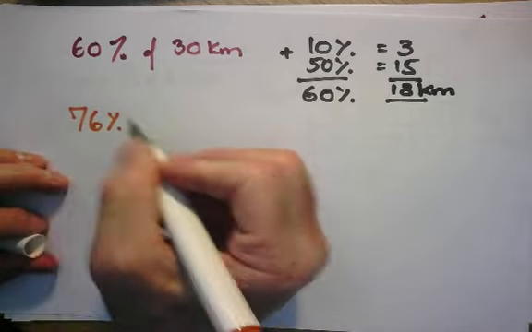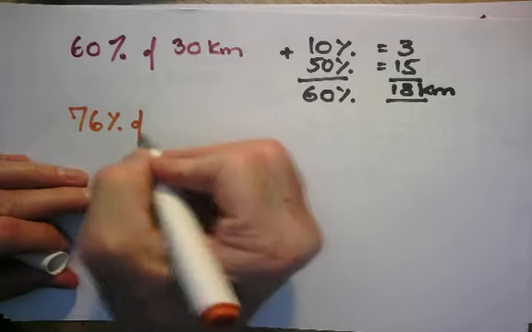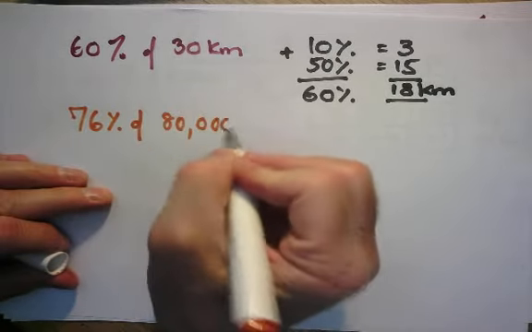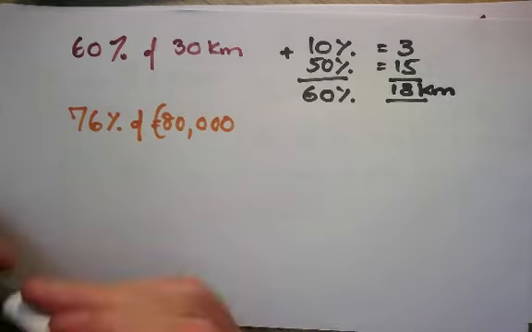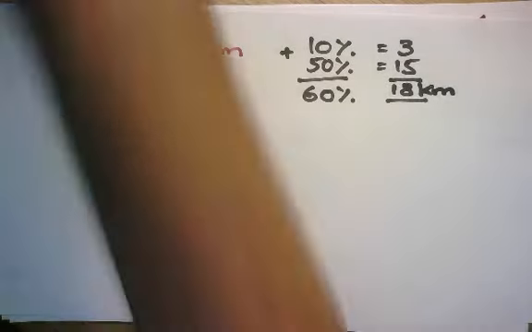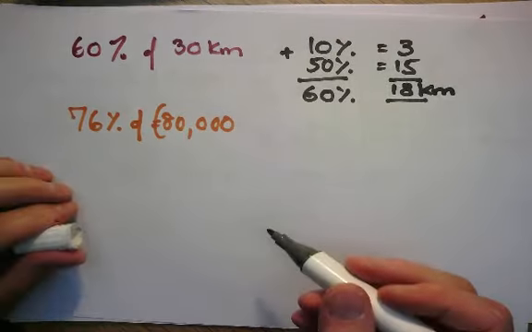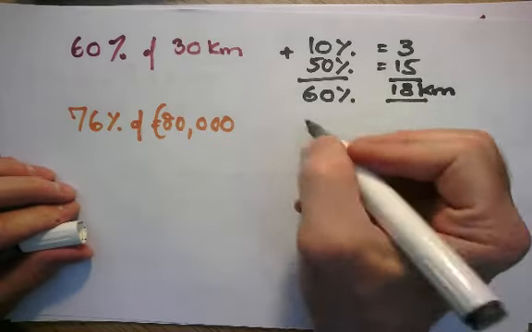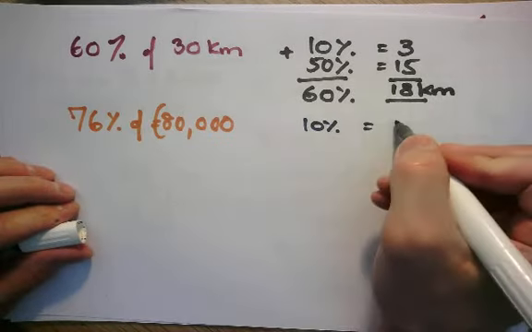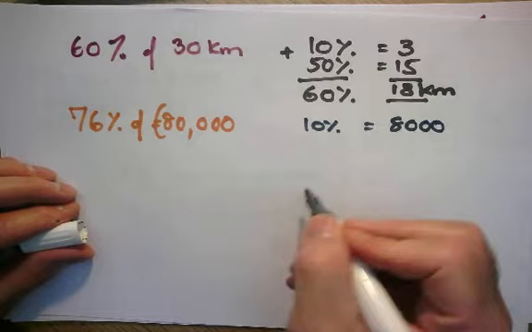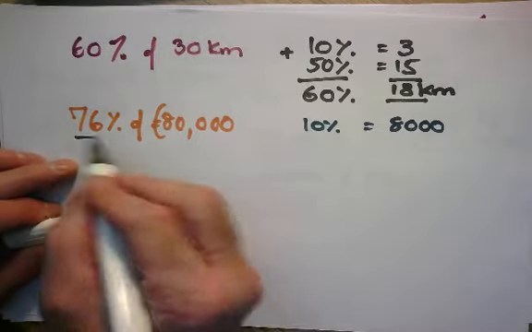Then it says, what is now? This one's slightly more complex. 76% of 80,000 pounds. So what is 76%? Now this is without a calculator. So again, 10% is going to just chuck a naught off, 8,000.